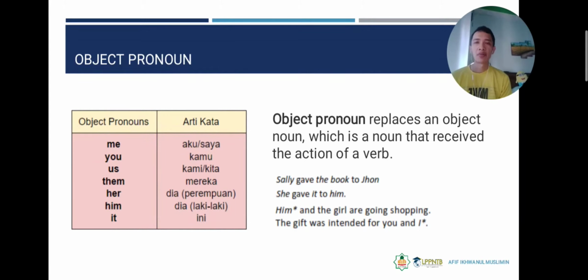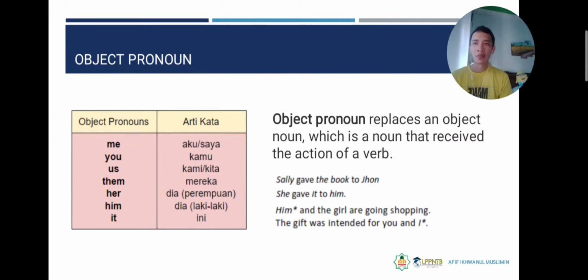Second, we have what is called the object pronoun. The object pronoun replaces the noun that is the object, which is a noun that receives the action of the verb. Talking about the object, it always gets the impact or the effect of the verb itself. For example, I have the words the book after gave, where there is a doer, Sally. So "Sally gave the book" means that the book here gets the impact or the action by Sally. So when I have these situations, I can change the book with a certain pronoun.